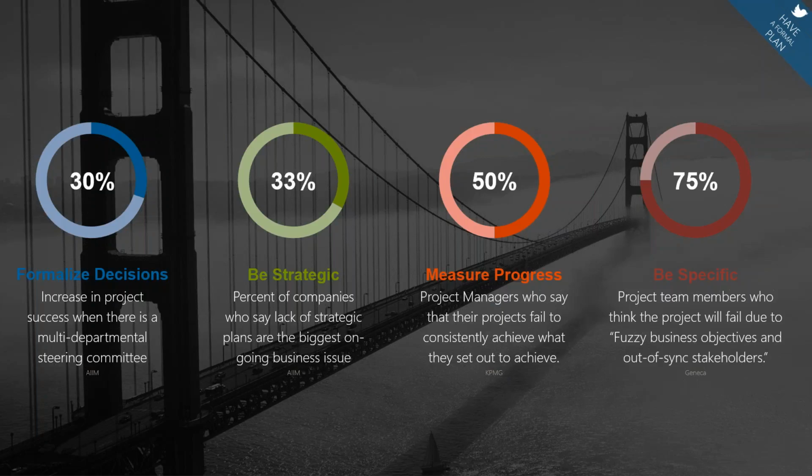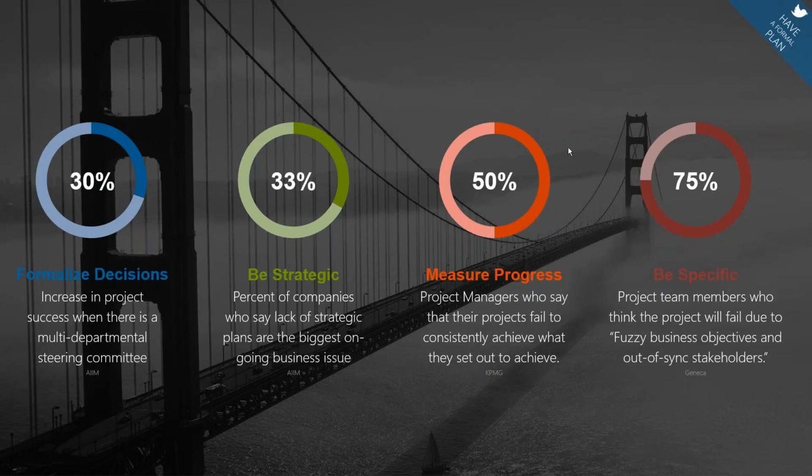50% of project managers say they fail to achieve what they set out to, mostly because they didn't have a good, clear roadmap for how they were going to get there. And then lastly, we talk about being specific. Let's not have fuzzy business objectives. Let's not have people that are out of sync. How do we keep people in sync? How do we make sure people know what we're working on and how we're going to get there?